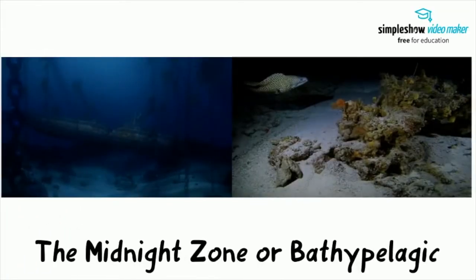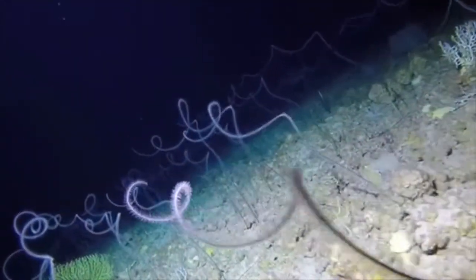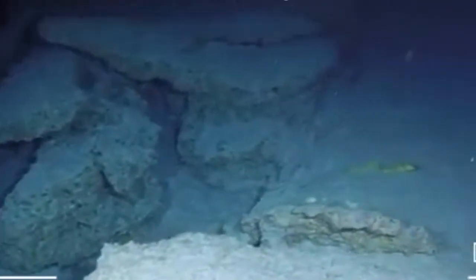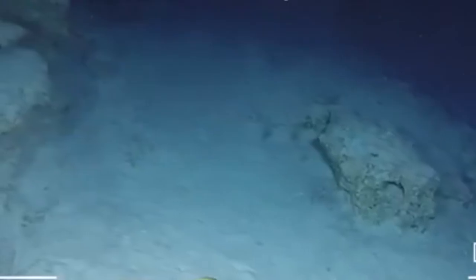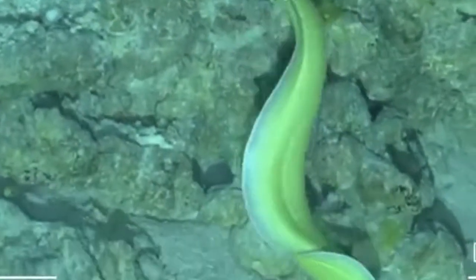The midnight zone or bathypelagic. The next zone of the ocean is the midnight zone. In this zone, there is total darkness and the temperatures here are close to freezing. This zone of the ocean can only be explored by using specially designed submarines, and most of this zone currently remains a mystery to scientists.